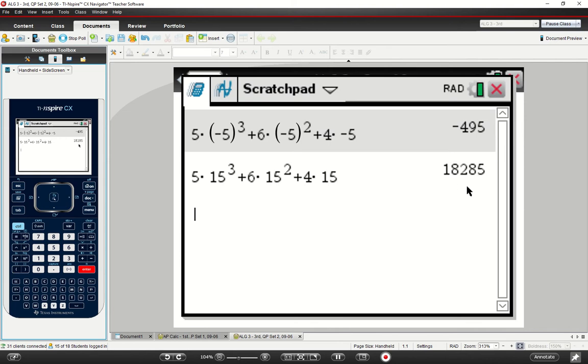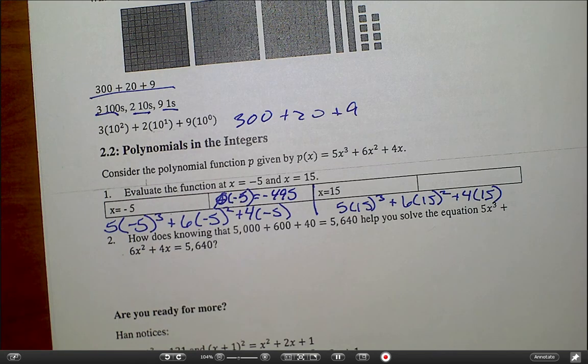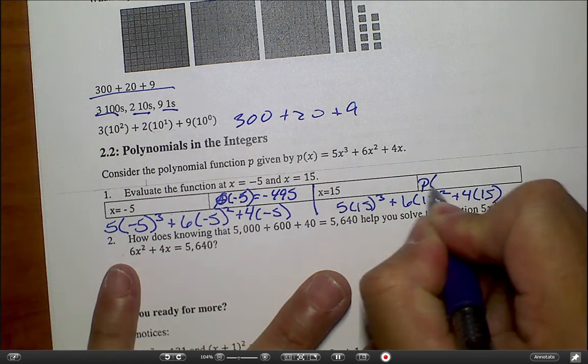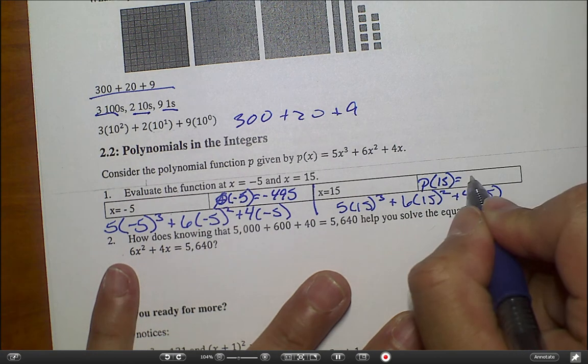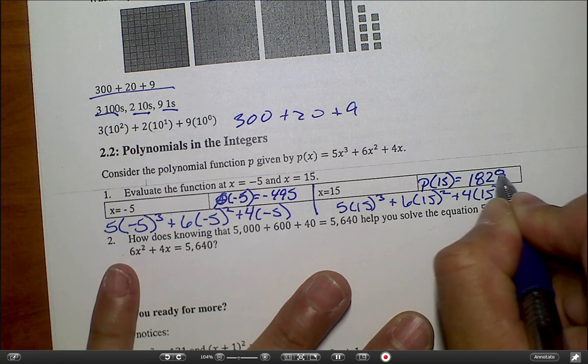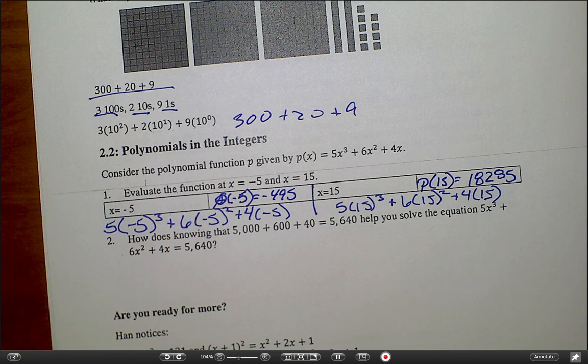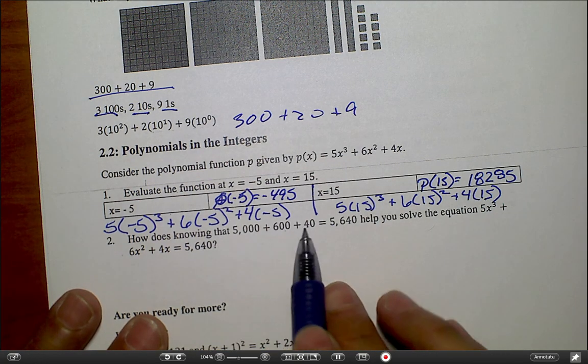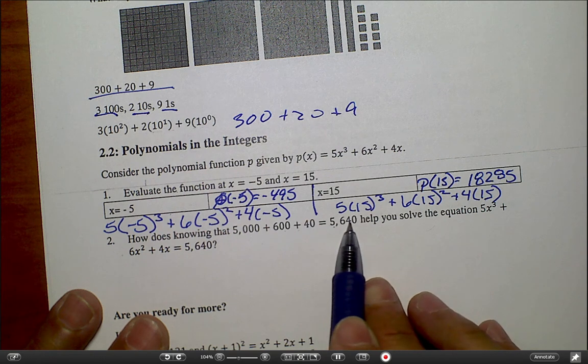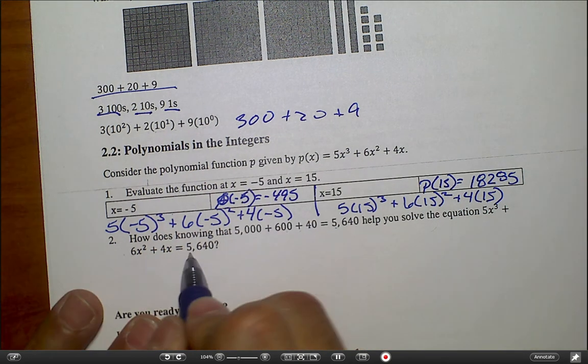18,285. Is that what everyone got, or we're still working on it? Yes. Yosbeth, you left the 6 off your middle 15. All right, so I'm going to write it out. P of 15 is 18,285. There we go. Now, how does knowing that 5,000 plus 600 plus 40 equals 5,640 help you solve the equation?